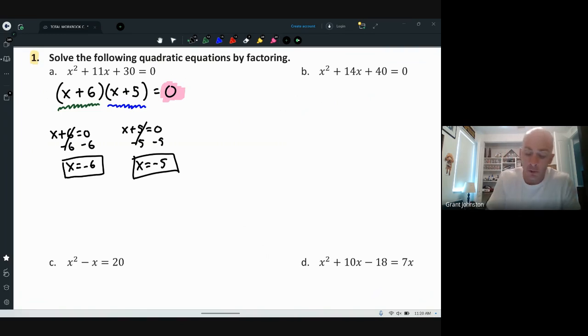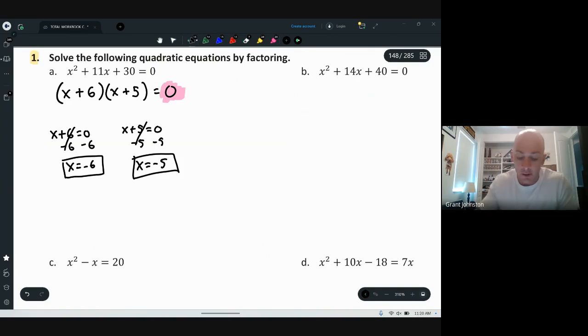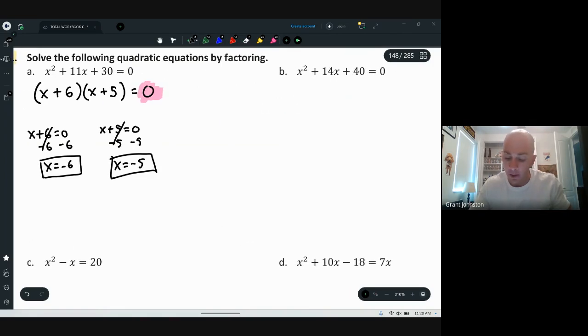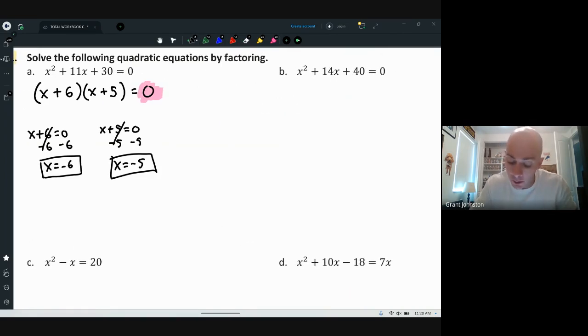Okay, let me show you. I'm going to do a lot of these. I'm going to do about half of them in this section here. Let me do B. It's already set equal to 0, so I'm good there. I'm going to factor it. I need an x there and an x there. It has to multiply to positive 40 and add to positive 14. So it should be 10 and 4.